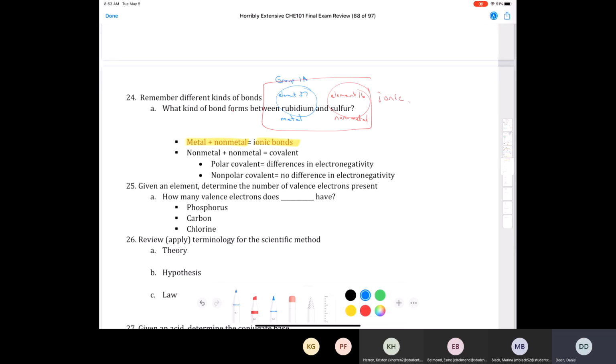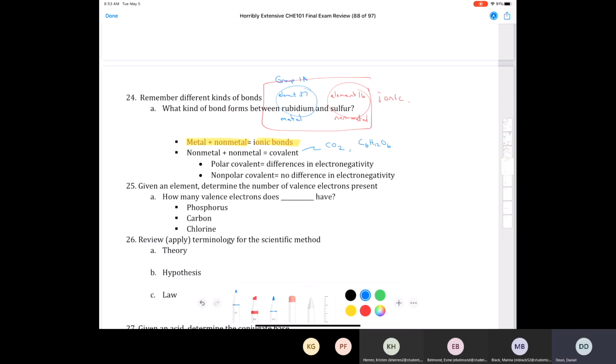Let's just pick an example off the top of our heads. Maybe something like CO2. Carbon is a non-metal. Oxygen is a non-metal. What if I have something like glucose, C6H12O6? Hydrogen is in group 1A, but hydrogen is a non-metal. So remember that. Hydrogen is a non-metal.